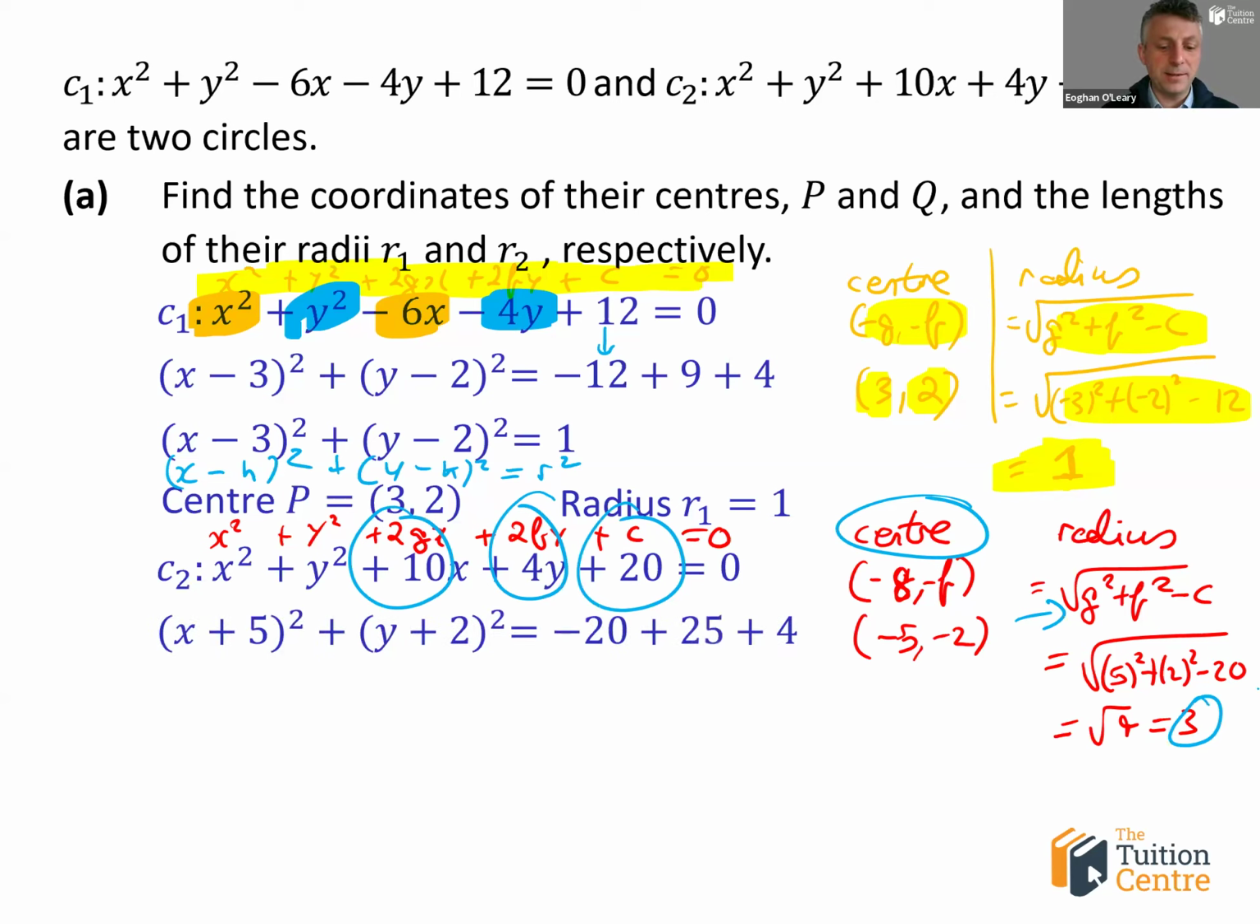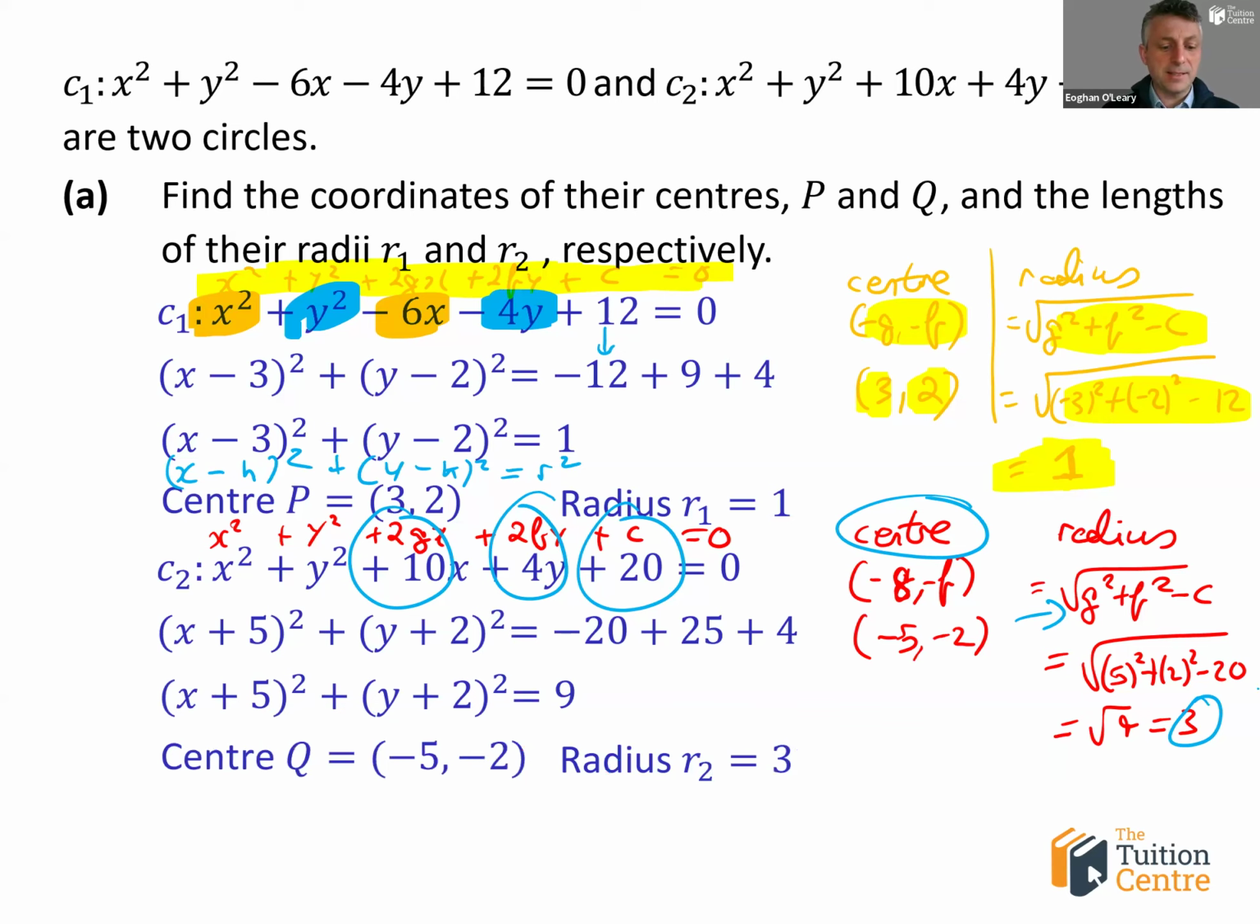And if I do it with the completing the square method, I end up with x plus 5 squared plus y plus 2 squared equals 9. The center is (minus 5, minus 2), and the radius is 3. So exactly the same either way. So 10 marks for that. Quite a bit of work in it, but straightforward work you're familiar with anyway.